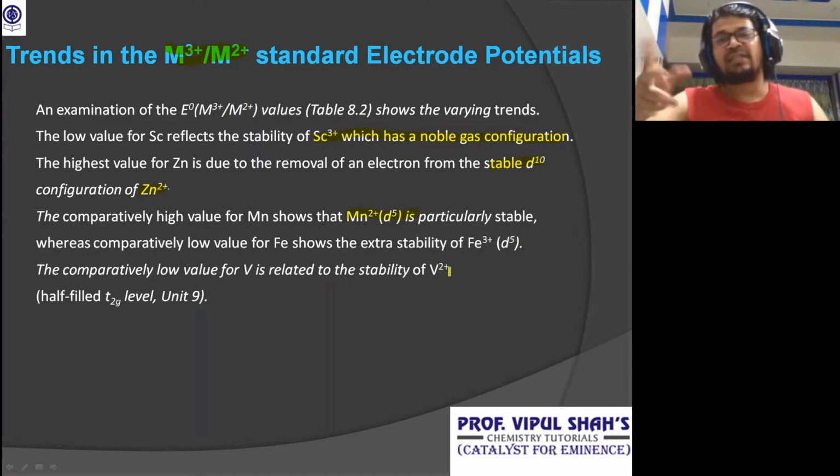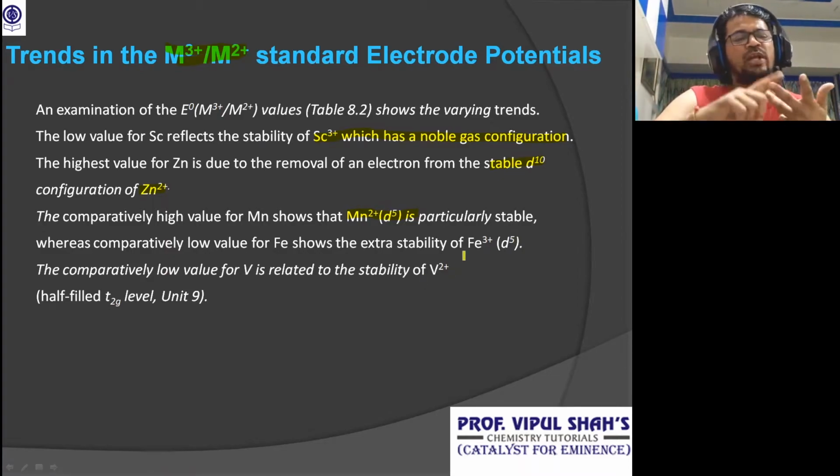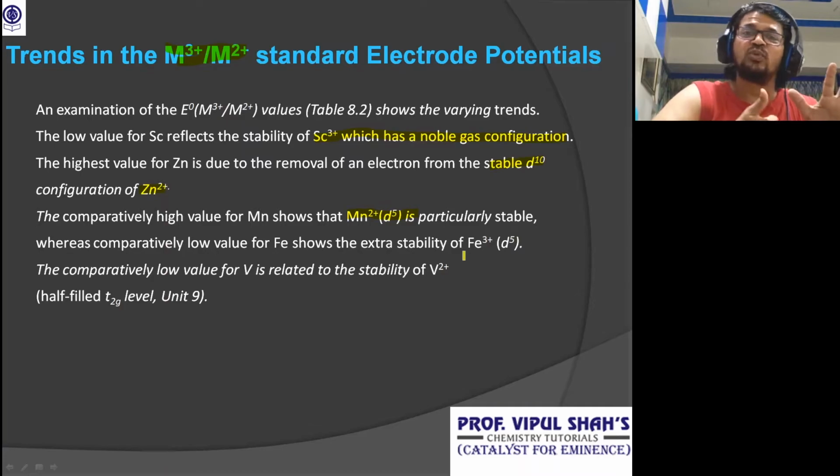In the same way, ferrous and ferric: more stable will be ferric. Why? Fe is atomic number 26, argon 4s2 3d6. So for Fe2+, 2 from the 4s are lost, so it's 3d6. For Fe3+, 2 from the 4s and 1 from the 3d are lost, so it's 3d5. So ferric will have a d5 configuration, which is more stable.